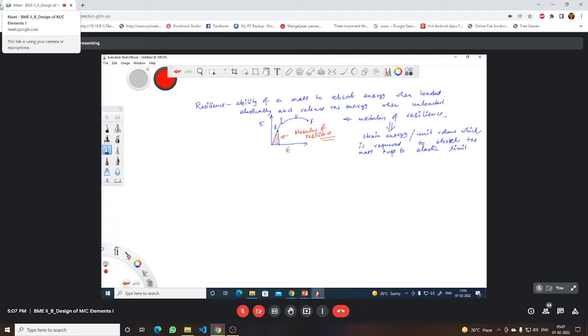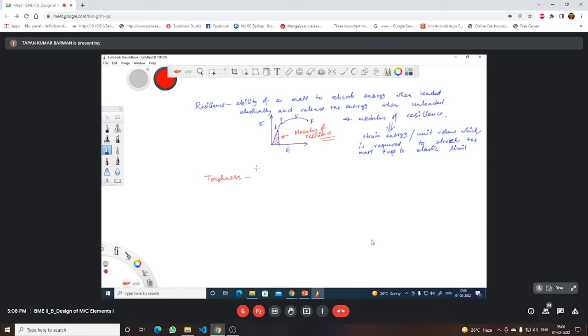Is it clear? Now, similar to this, we have another property that is called toughness. In your applied mechanics lab, probably you have studied this thing, right? Yes, sir. So you know how to measure the toughness and what is the definition of toughness.